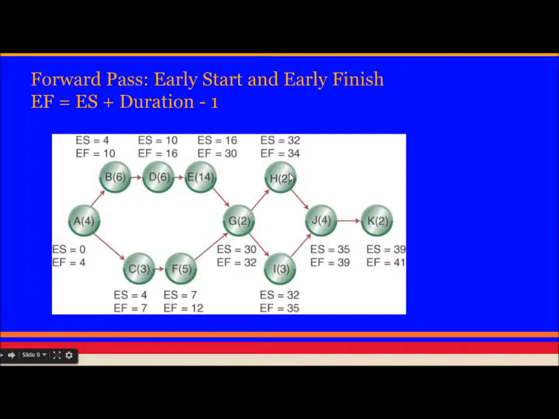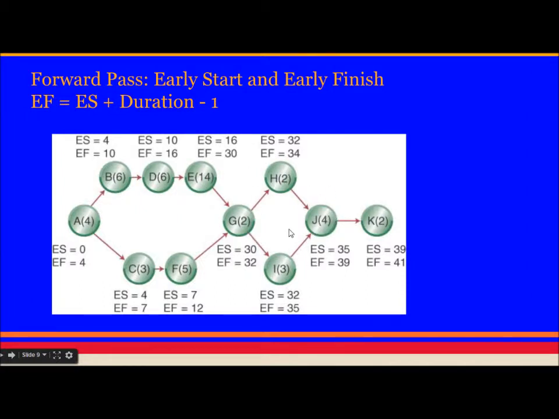So similarly, for H to start, G has to finish. So G started at 30, and it takes 2 hours. So it becomes 32. So only at 32 the H can start. When H can finish, H can finish as 32 plus 2 is the duration of H, so makes it 34. So it can end at 34, and J can start at 34. Let's see whether it cannot.